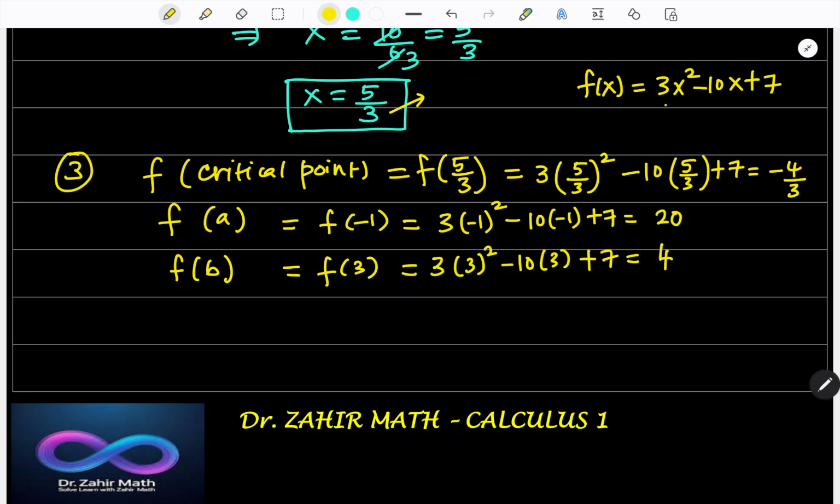Let me tell you a shortcut. You type this equation in the calculator. Press the button calc, C-A-L-C. Then press 5 by 3. Press minus 1. Press 3. You can write the answer directly.